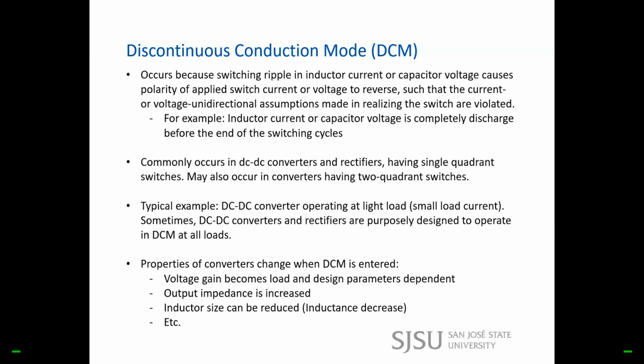One obvious case where discontinuous conduction mode will occur is when we are limited by the size of our components, so that our capacitors or inductors can't be large enough, or we're operating at light load, or as you can say, small current. And sometimes we do need to use DCM at all operations because that is easier to work with depending on the components. On the next slide.